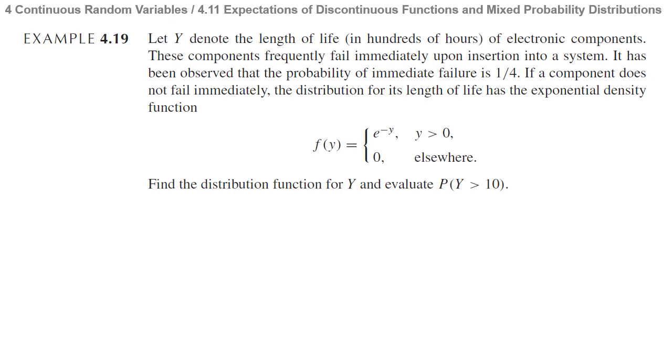Let's move on to example 4.19. Let Y denote the length of life of electronic components. These components frequently fail immediately upon insertion into a system. It has been observed that the probability of immediate failure is 1/4. So this immediate failure always happens at the insertion time. This is a probability mass, a discrete event, and if a component does not fail immediately, the distribution for its length of life has the exponential distribution function of this. So for the event at immediate insertion there is a probability mass of 1/4, and with probability 3/4 it passes this.